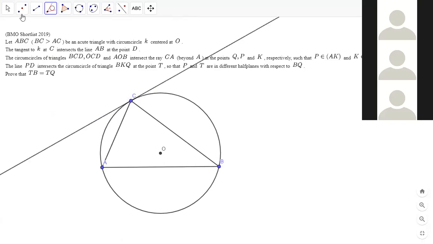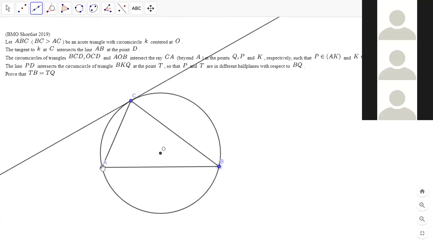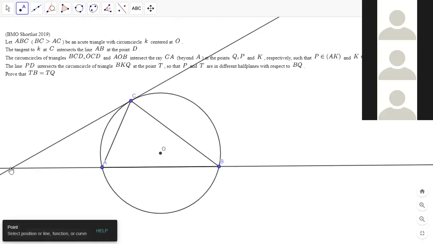Yeah, those problems for the Gulf Math Olympiad were easier than for the other team selection tests, it looks like. So here's point D.